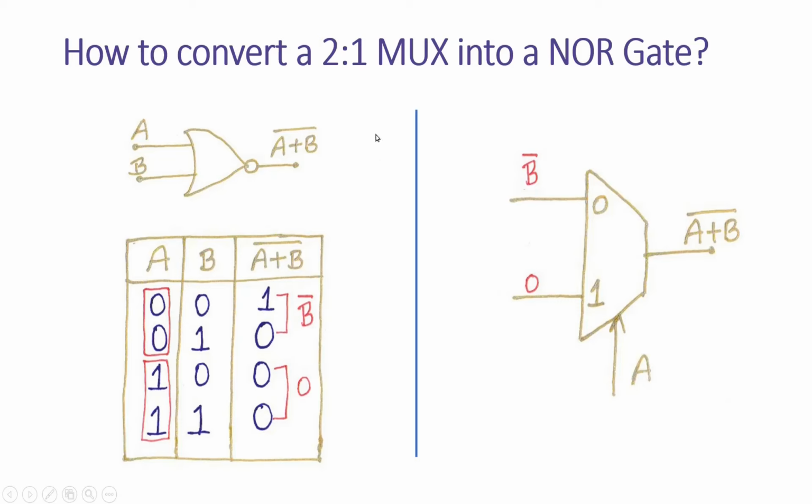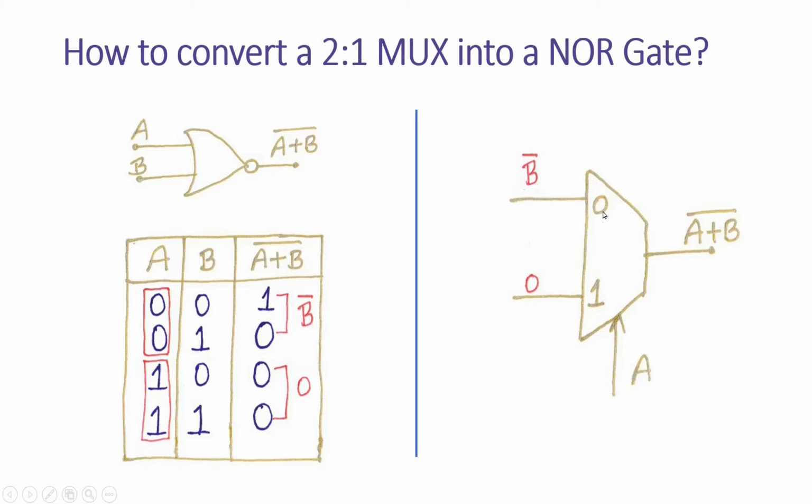Now we will convert a 2:1 MUX into a NOR gate. And this is the symbol of a 2:1 multiplexer. As a thumb rule, I will apply one of the inputs to the select line of the multiplexer, and I am applying A to the select line. And we know that when A is 0, or the select line is 0, the I0 input will be passed to the output of the multiplexer.